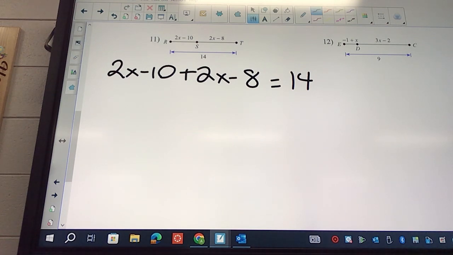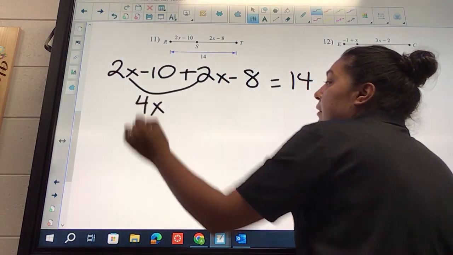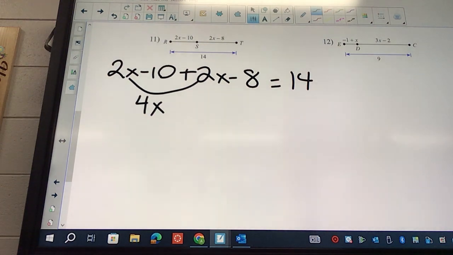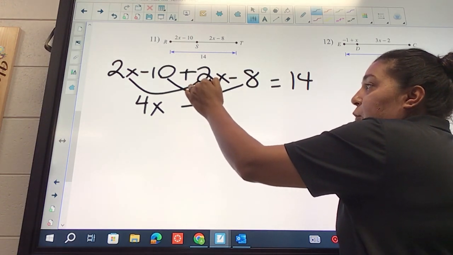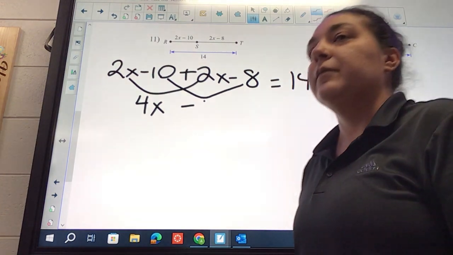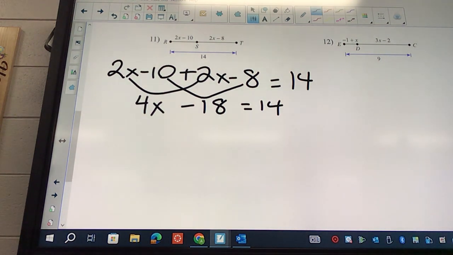Okay, and we can combine what? 2 and 2. It's going to give me 4x. Then what? Negative 10 and 8. What's negative 10 minus 8? Negative 18. Then what? What needs done next? Plus 18.